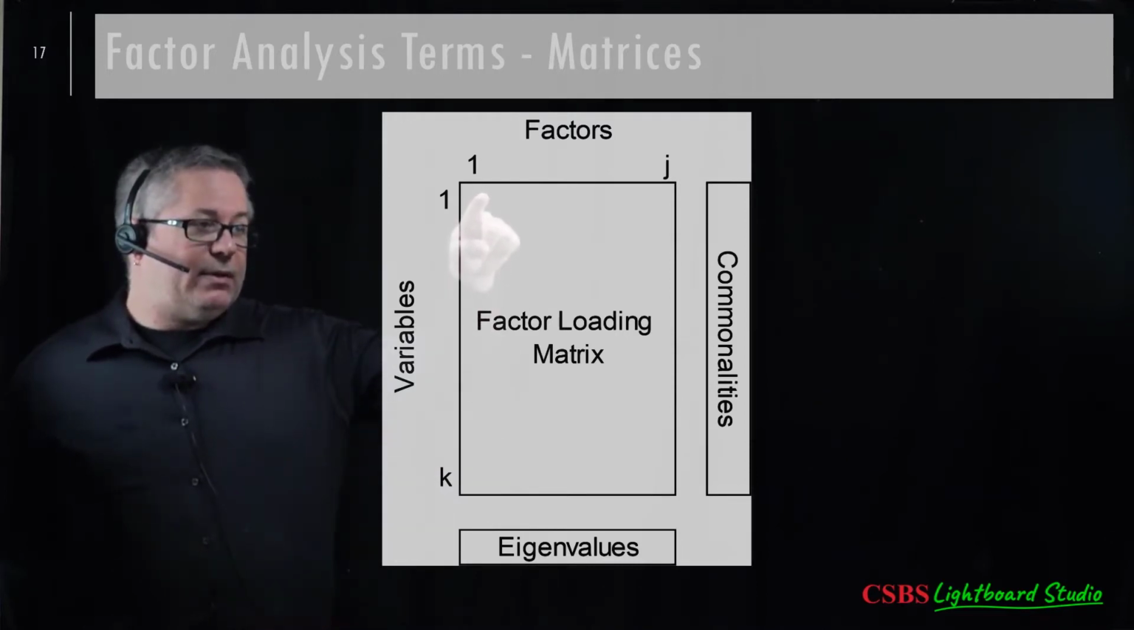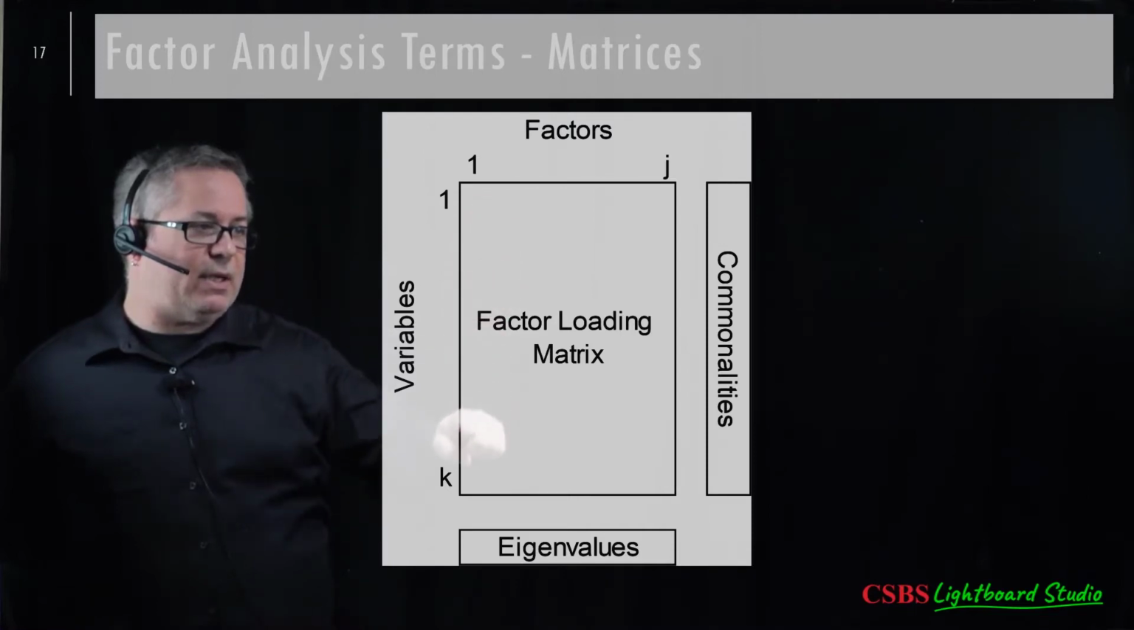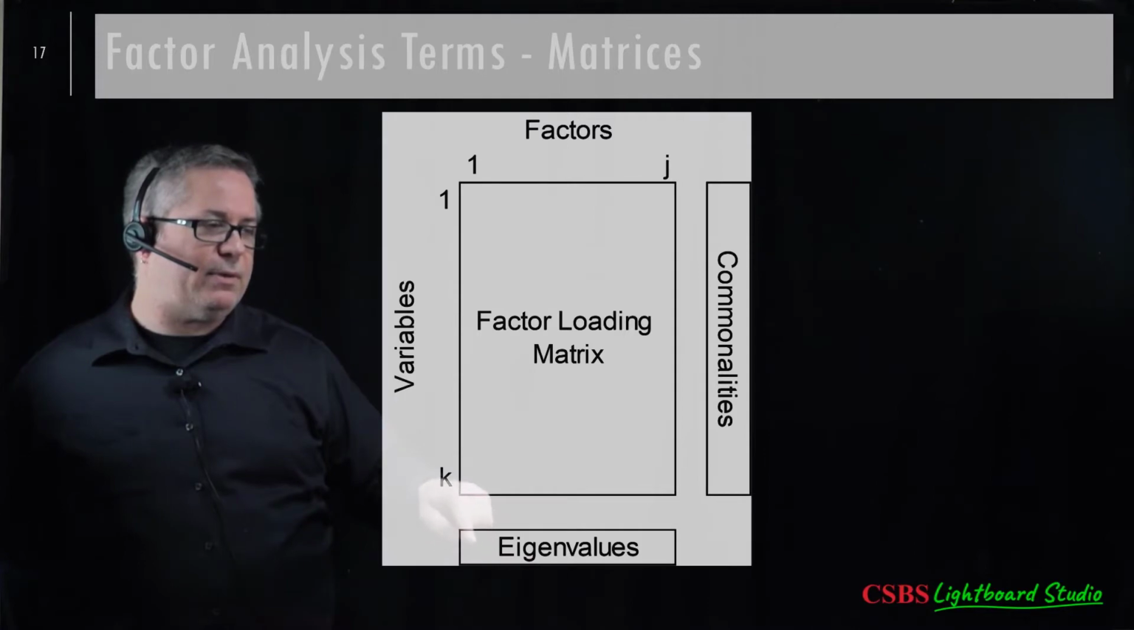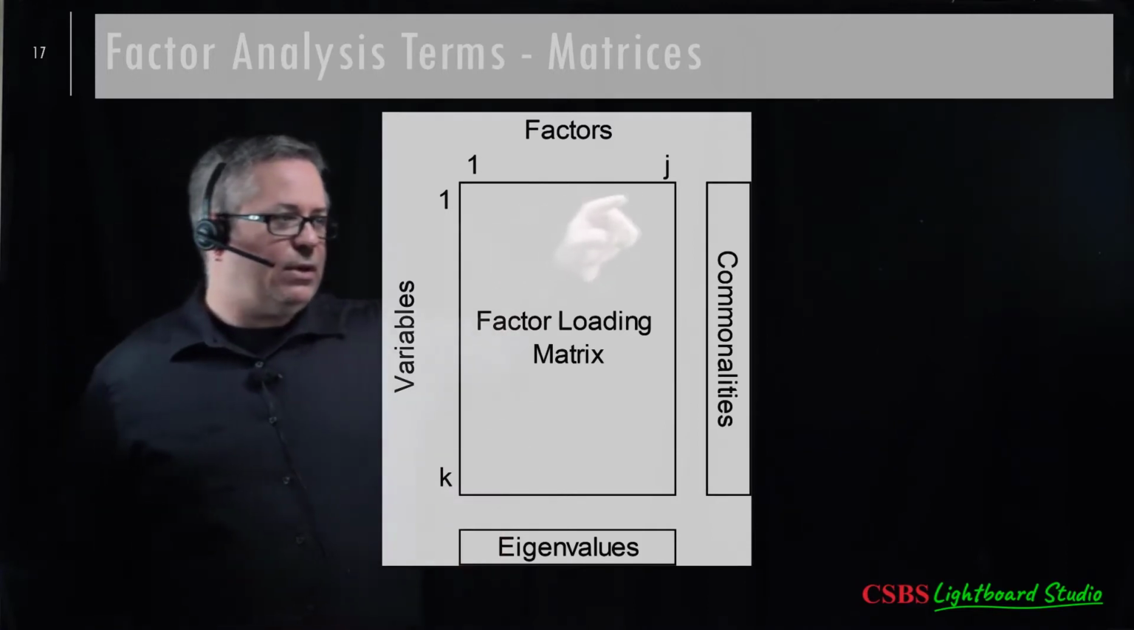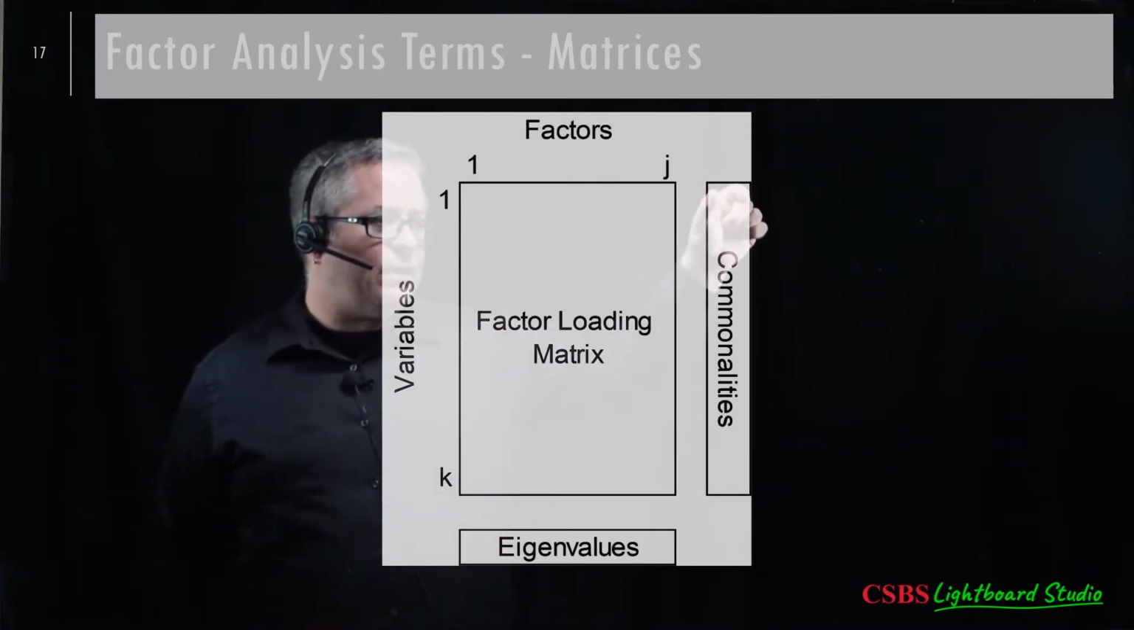If we square the loadings down the items, we actually can get the eigenvalues, or at least the reproduced eigenvalues for each factor. So this tells you the percentage of variance in an item explained by the factors.